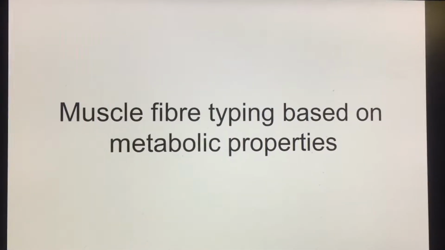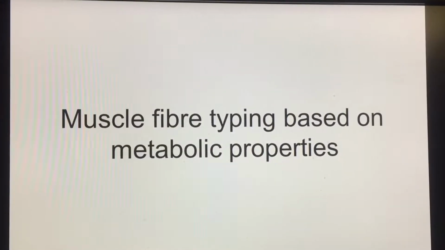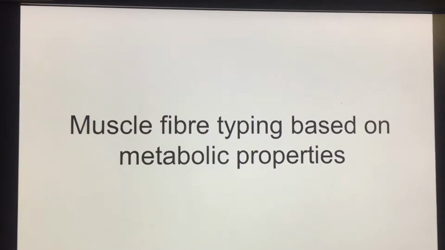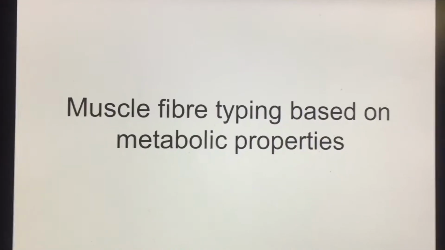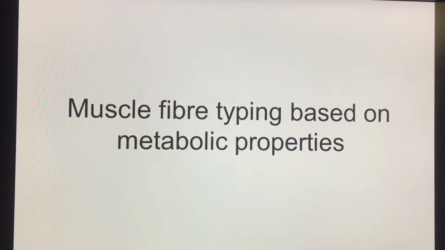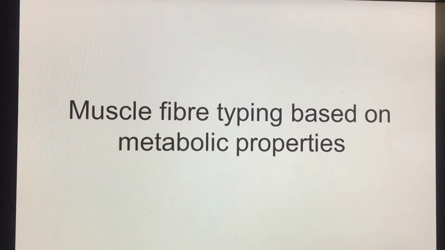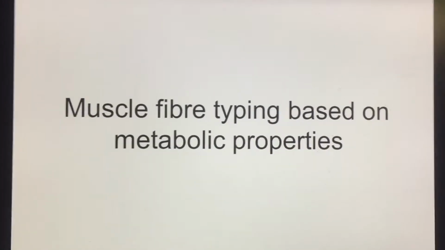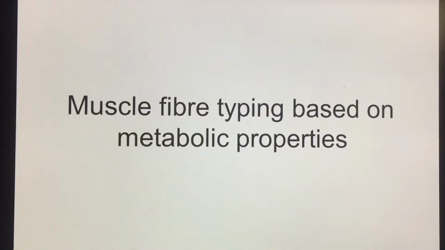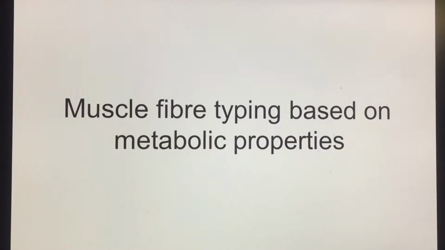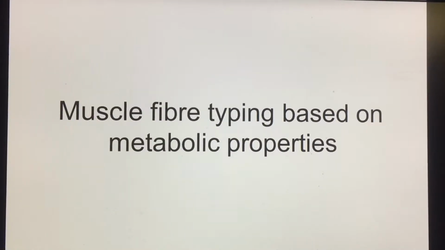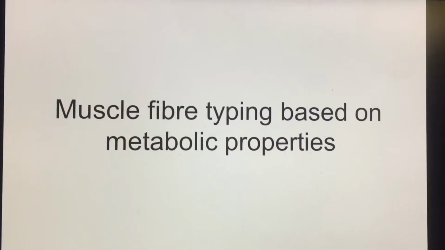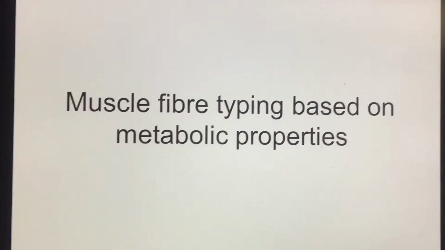So I'm going to start off with muscle fiber typing based on metabolic properties. I've already covered muscle fiber typing based on myosin heavy chains or ATPase activity at the myosin. I've also covered muscle fiber typing based on twitch properties, so slow twitch, fast twitch, how fast the muscle contracts when it's stimulated. This is another way to classify muscle fiber types, and it's based on metabolic properties.